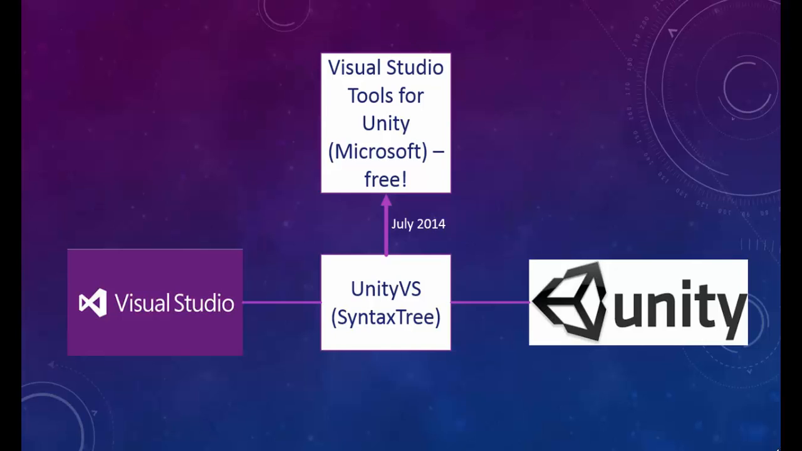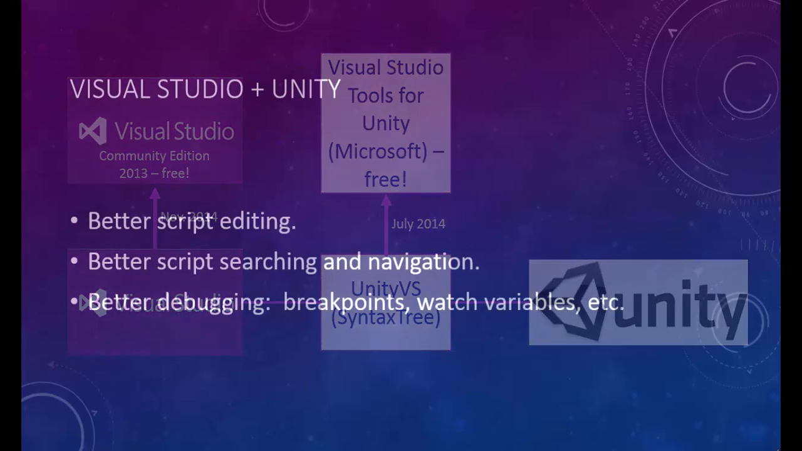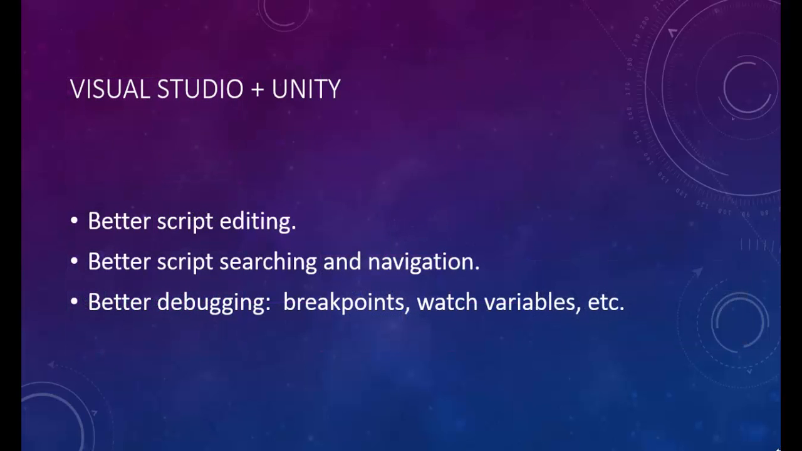However, this still required the professional edition of Visual Studio, which was not free. In November of 2014, Microsoft announced that the Community Edition of Visual Studio 2013 would be available for free for individuals or small teams. This replaces the more limited Express Edition and is technically similar to the Professional Edition. What this means for Unity developers is that all the components needed for using Visual Studio together with Unity are now available for free for individuals and small teams.